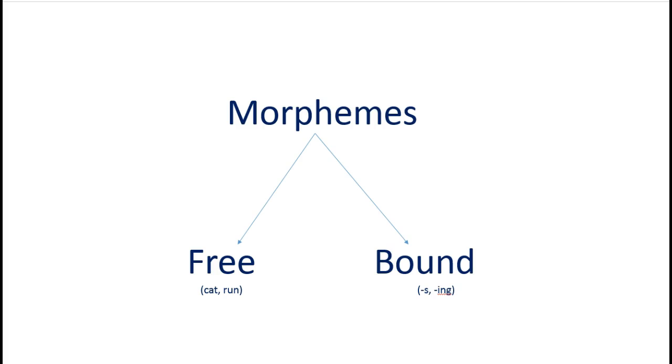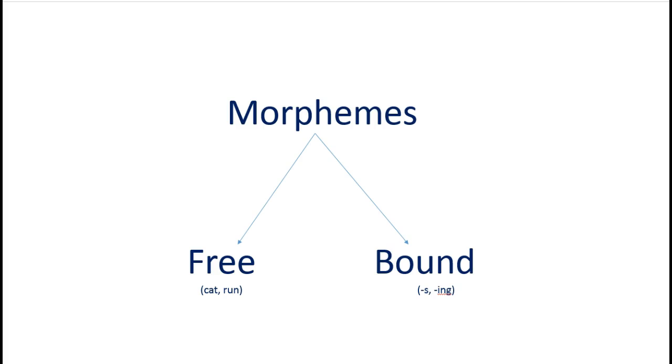Okay, bound morphemes carry meaning, but that meaning can only be expressed when those bound morphemes are attached to a free morpheme. So we can attach plural s to the free morpheme of cat and say cats. And now we've built a word in a way that expresses a new meaning. Okay. Same thing with run, the free morpheme run. We can attach a bound morpheme ing, and we've built a new word, the word running, and that new word means something different than just the word run alone.